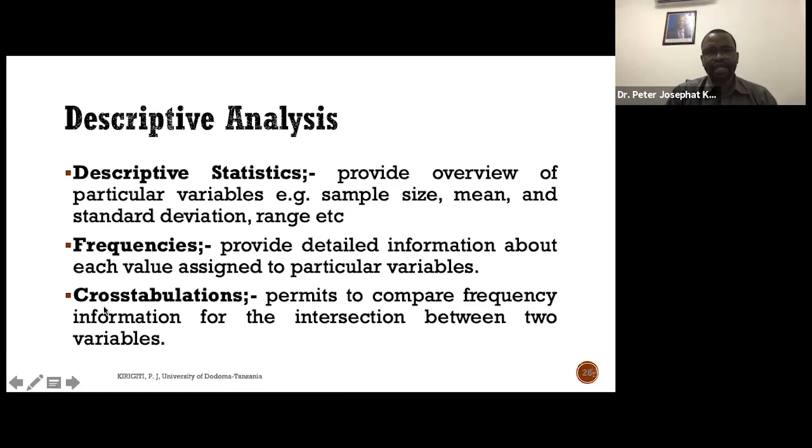Are you going to make an inference having just a frequency? I think the answer is no, because a frequency and this summary of measures will just give you an overview. What about the cross-tabulation? This just permits you to compare frequency information for the intersection between variables.